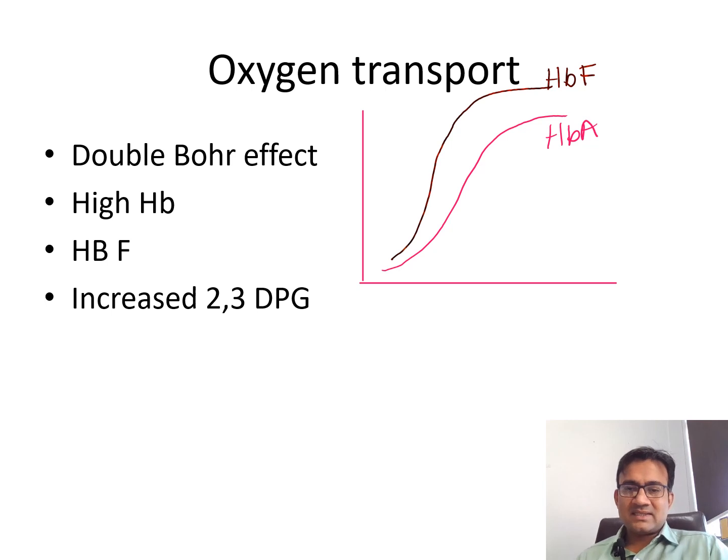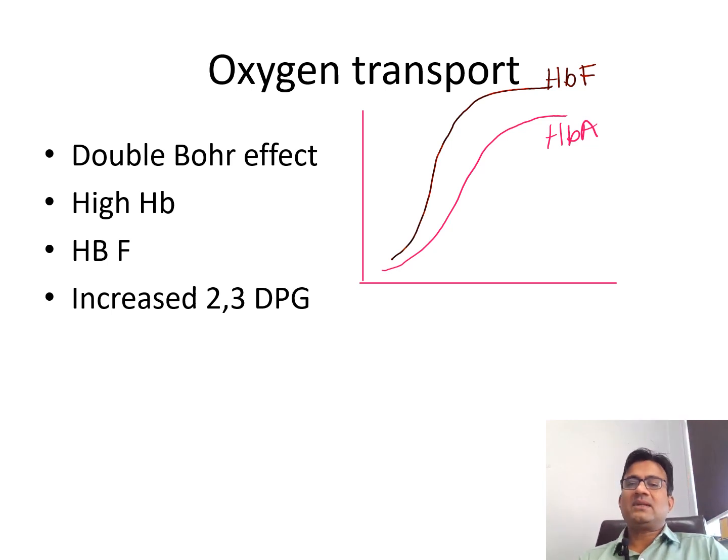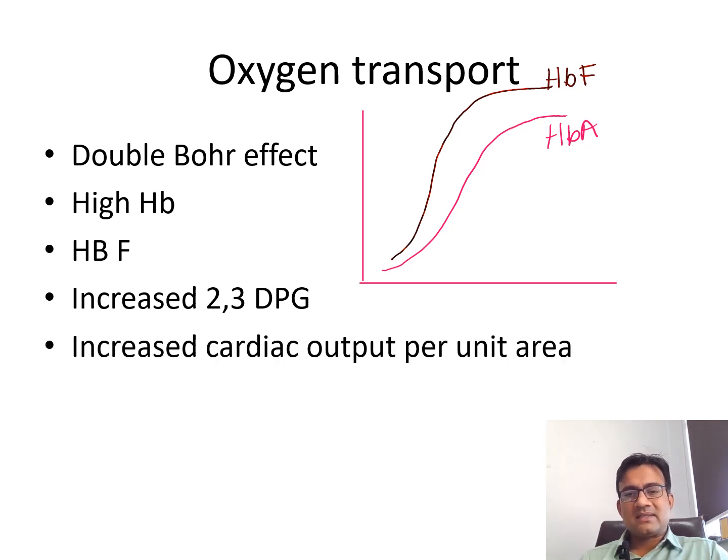If you see here, HbF has very high affinity for oxygen. So that is another defense mechanism. Not only that, there is an increased concentration of 2,3-DPG, which will also favor shifting of the oxyhemoglobin dissociation curve, and in a way it favors binding of oxygen. And another is they have an increased cardiac output per unit area. So these are certain mechanisms in the body of the fetus. So we will be seeing the double Bohr effect.